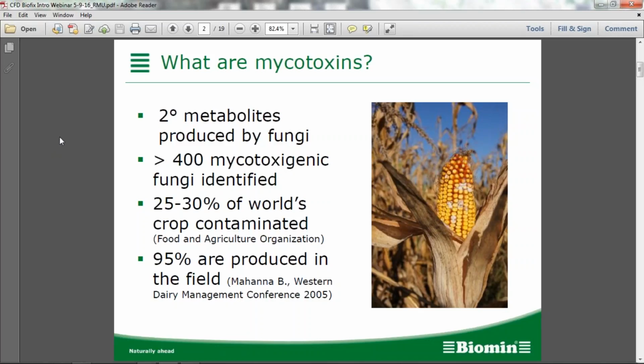What are mycotoxins? Mycotoxins are secondary metabolites produced by fungi. Over 400 different types of fungi have been identified which produce mycotoxins, with more than 1,000 different mycotoxins being identified. 25 to 30% of the world's crop is contaminated with mycotoxins according to the Food and Agriculture Organization, or FAO. 95% of mycotoxins are produced while the crops are still in the field.